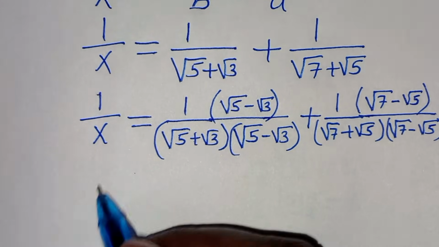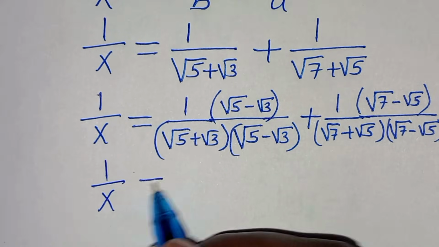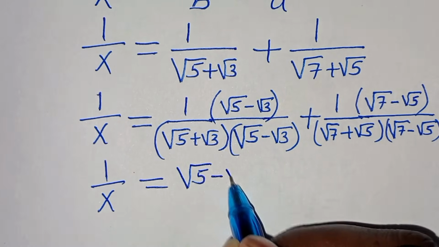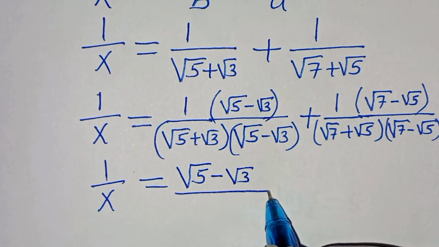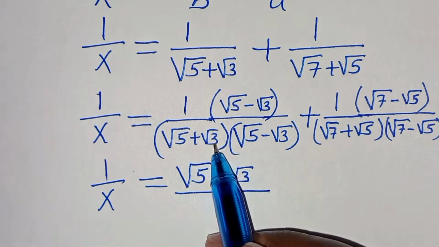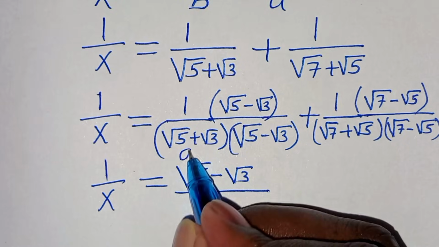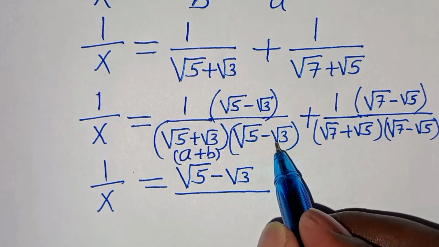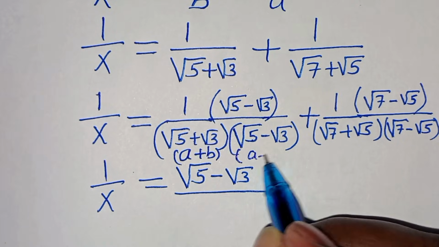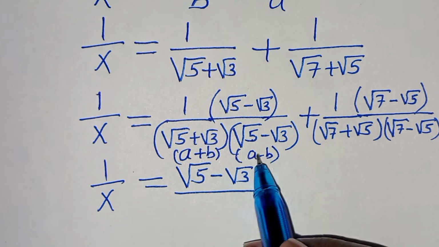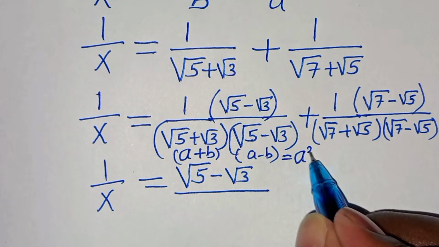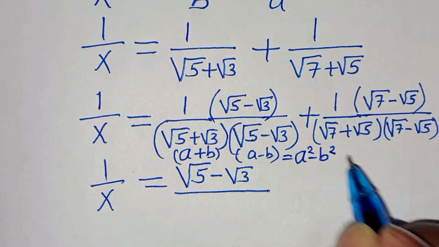Okay, so 1 over x, this is equal to, here we have square root of 5 minus square root of 3 divided by, now square root of 5 plus square root of 3, this is in the form of a plus b multiplied by square root of 5 minus square root of 3, this is a minus b. So this is the difference of two perfect squares that we can express as a squared minus b squared.